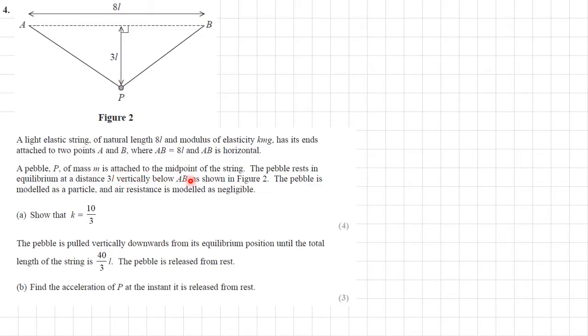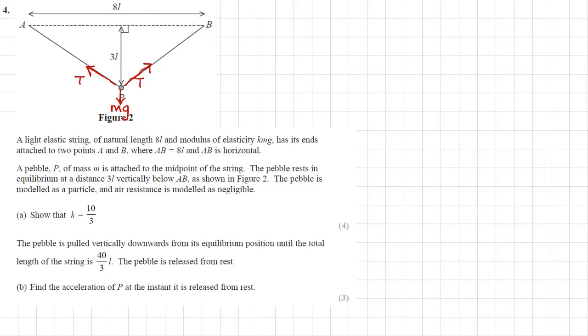The pebble rests in equilibrium at a distance 3L below AB, as shown in figure 2, so at distance 3L there. The pebble is modelled as a particle and air resistance is modelled as negligible. Part A, show that k is equal to 10/3.